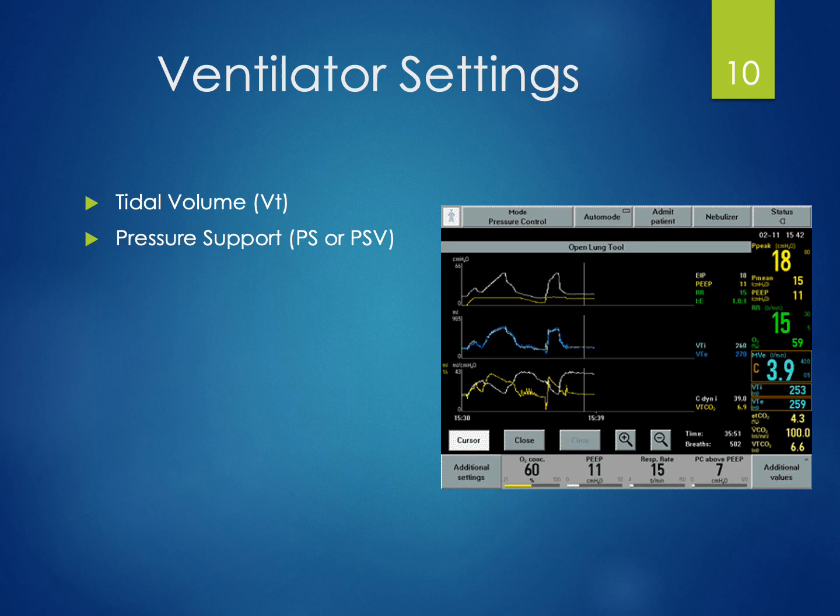So to determine these types of details, we have what are called ventilator settings. And you already know 2 of these settings. The tidal volume setting is the amount of air, the volume of air in milliliters that will be delivered to the patient when they get a breath. And the pressure support setting, sometimes called PS or PSV or other similar names, is the amount of pressure in centimeters water that will be delivered to the patient with each breath.